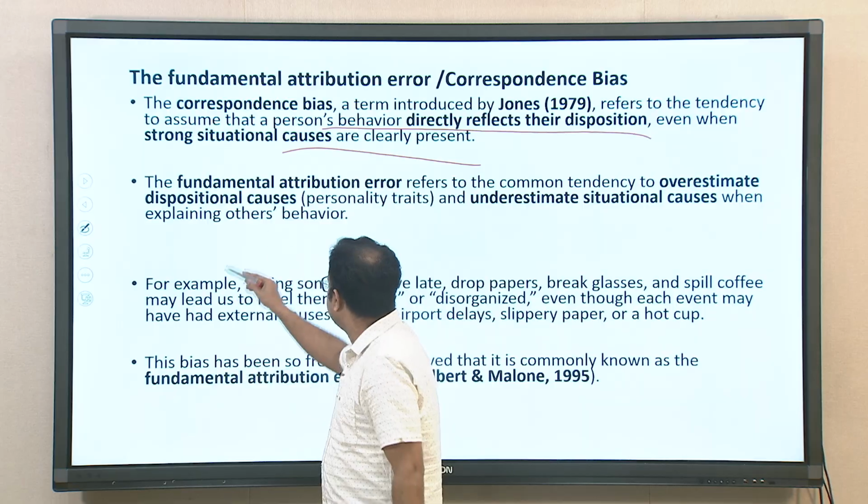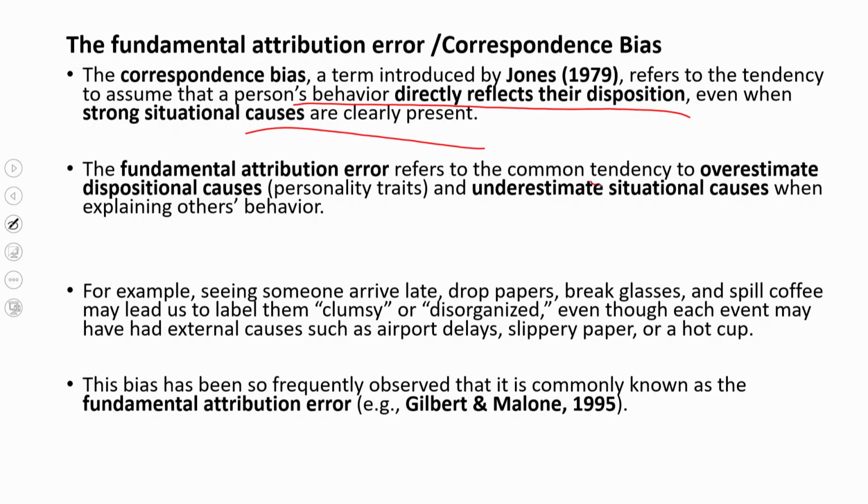So, this fundamental attributional error refers to the common tendency to overestimate dispositional causes. We all the time overestimate. This person behaves because this person is like this, not because we do not tend to look that this person might have behaved because of the situational reasons or pressures in the situation, not because the person is like this.